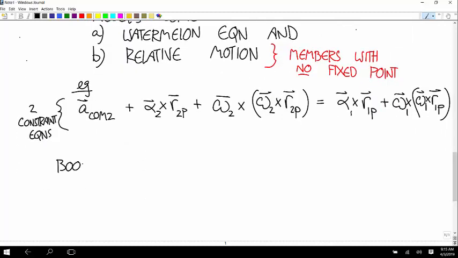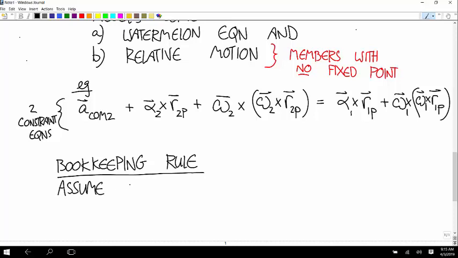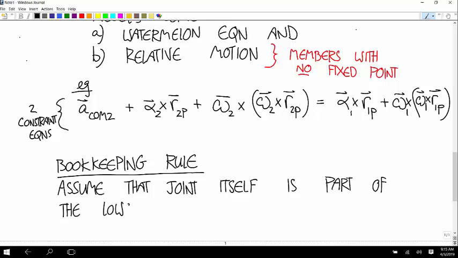Here's a bookkeeping rule. Assume that the joint itself, usually we'll be talking about pin joints, so the pin itself, assume the joint itself is part of the lowest numbered member that it connects.